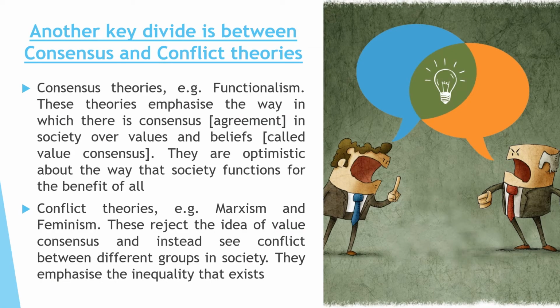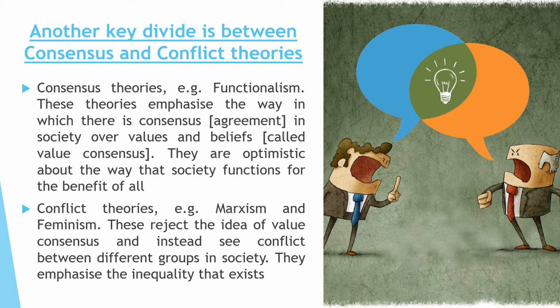Another key difference is whether they're conflict or consensus. Now, a consensus theory is based on the idea that as a society we generally agree, we all share ideas and values and beliefs, and it's quite optimistic. Functionalism is a key consensus theory where we are all socialised into the same ideals, we all share them, and for the most part, we all work together.